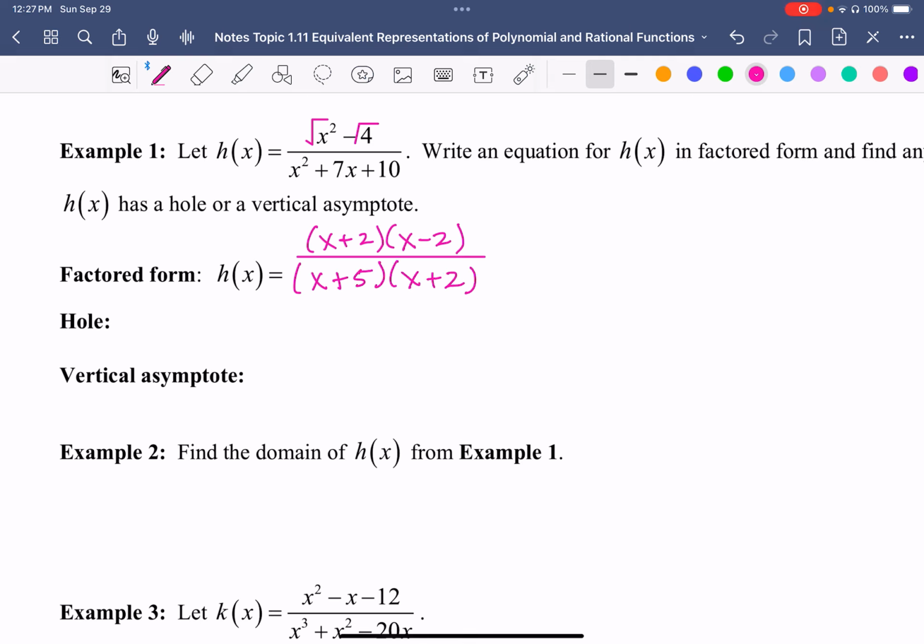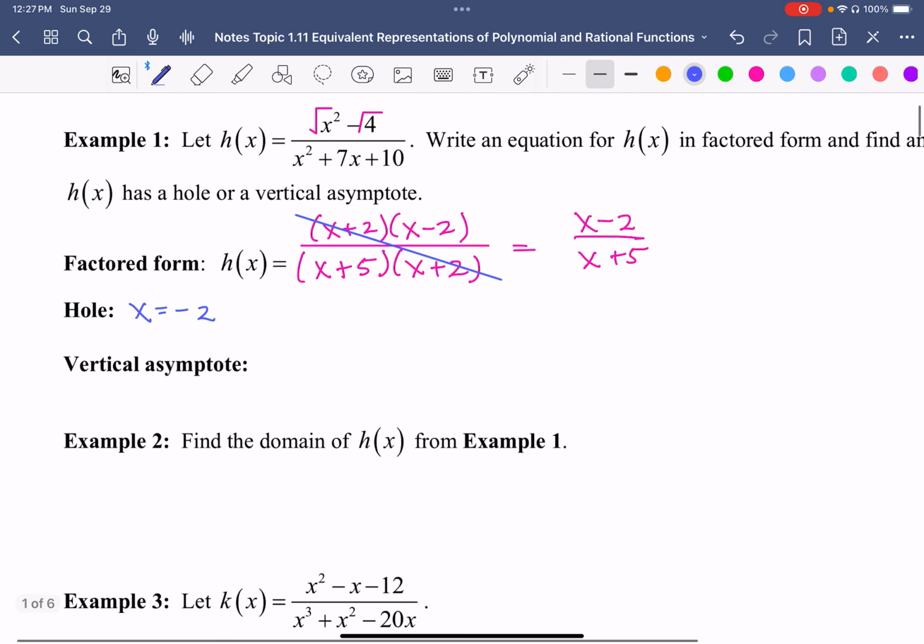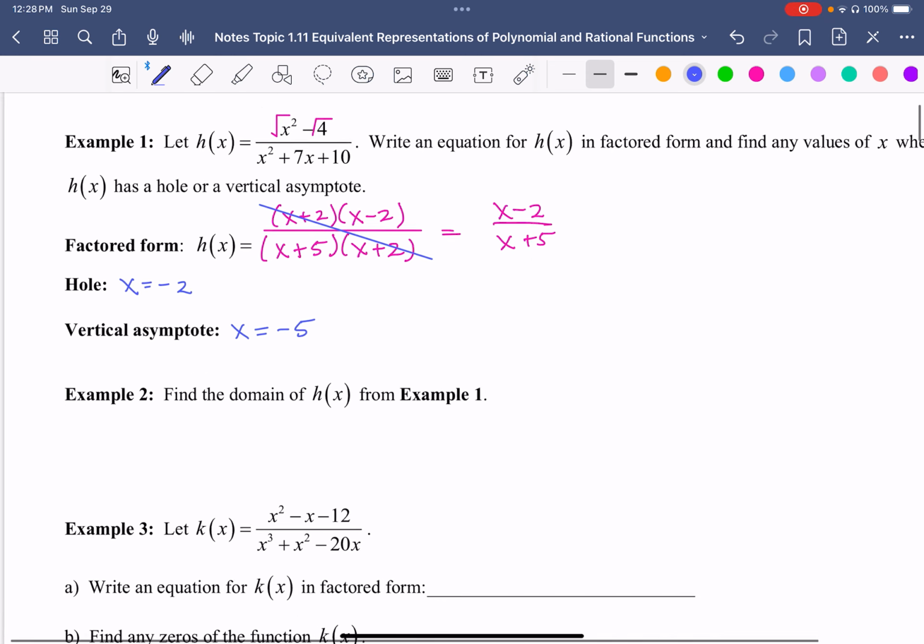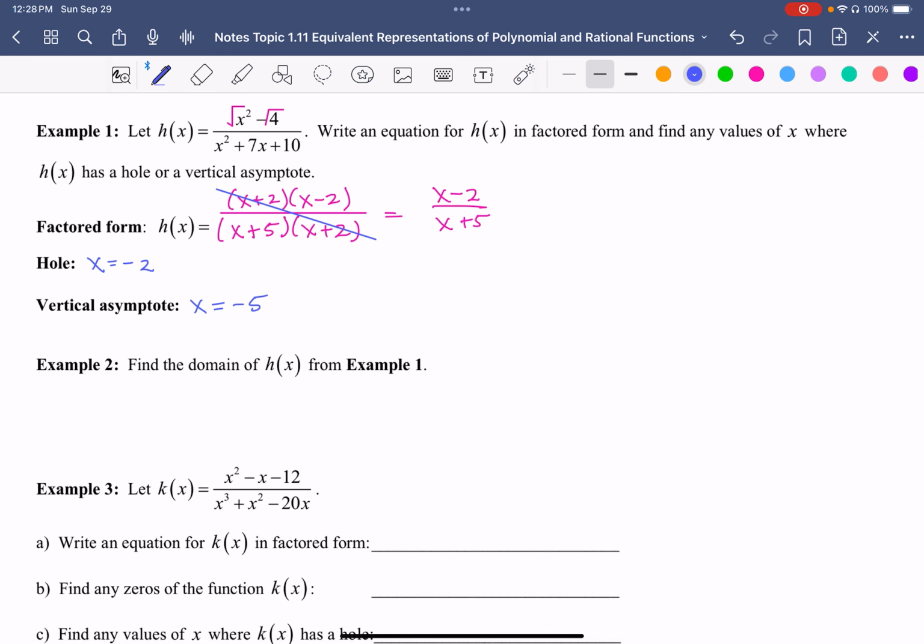Those two numbers would be x plus 5, x plus 2. Okay? I see that I can cancel out these two factors that occur in the top and the bottom. And if I do that, then I would be left with x minus 2 divided by x plus 5. The hole is whatever I cancel out, and if I set it equal to 0, I would get a hole at x equals negative 2. Remember that the vertical asymptote is whatever factors are left in your denominator, so that vertical asymptote would be at x equals negative 5.